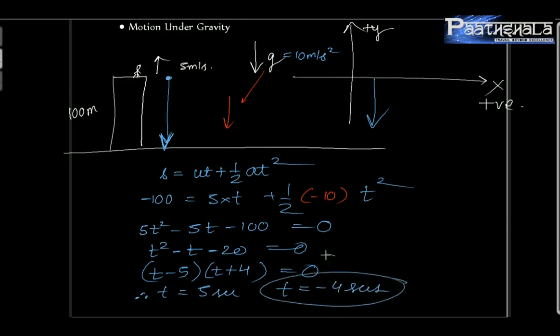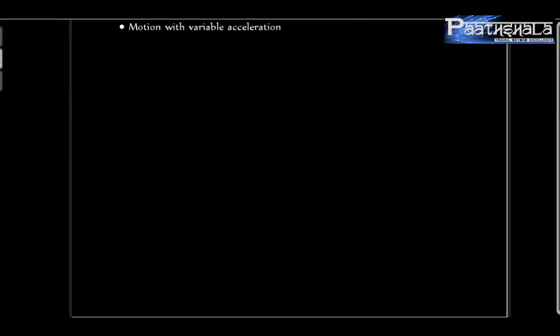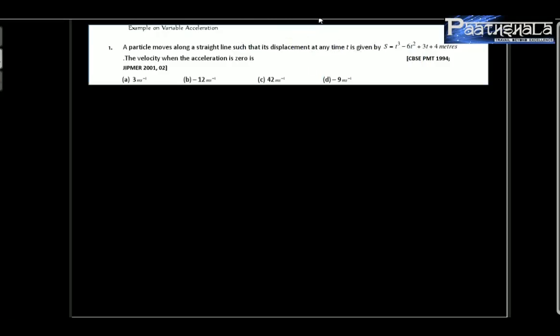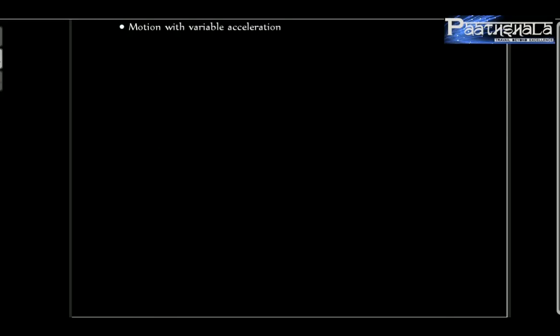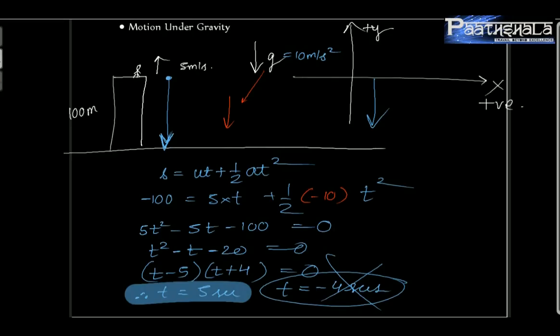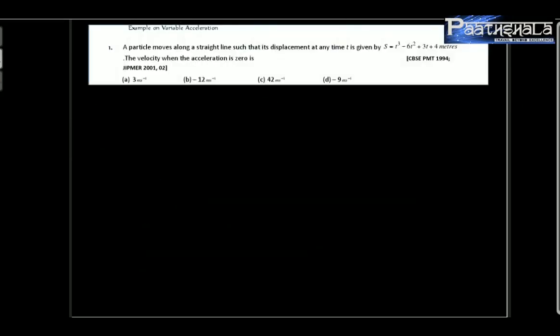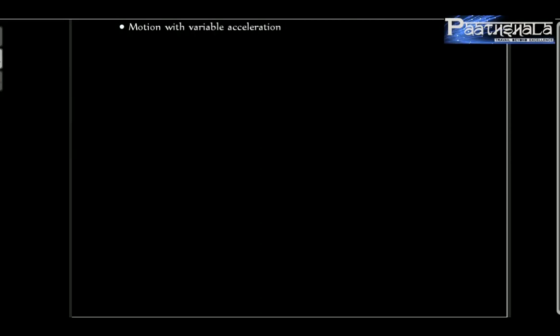Minus 4 seconds is a value that has to be discarded because time can't be negative, and we simply use the value t is equal to 5 seconds. This is the answer. This is when the object will reach the ground. Correct? So this is an example of motion under gravity. In the problem solving aspect of it, there are about 30 questions. We are going to be doing these 30 questions in this lecture only. Okay. So this is motion with variable acceleration. But in the problems, we'll do more questions about motion under gravity.